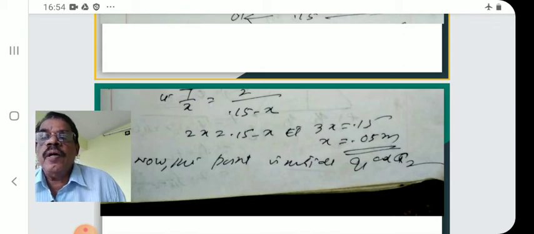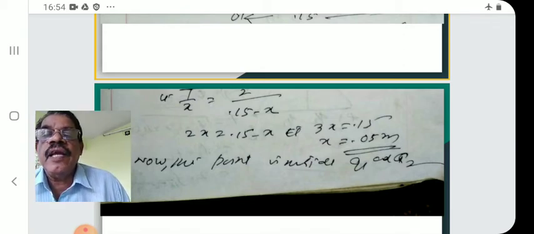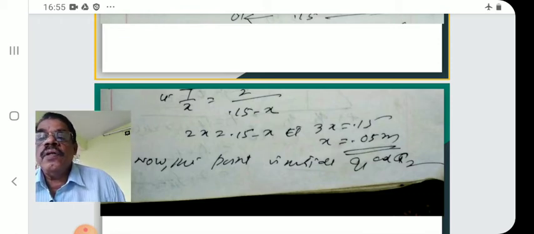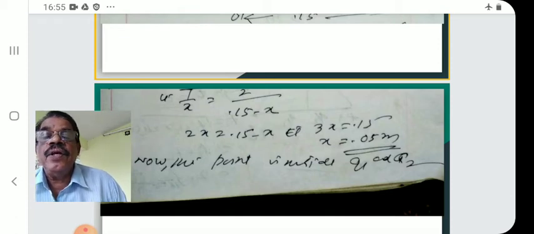By cross multiplication, we get 3x is 0.15, x is equal to 0.05 meter. Now the point P is inside Q1 and Q2, and it is at a distance 0.05 meter from Q1.